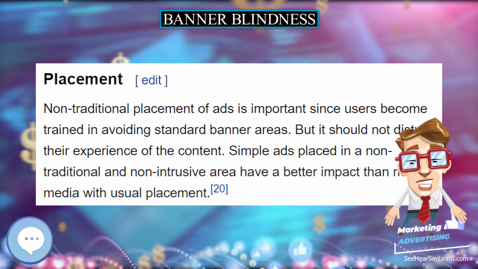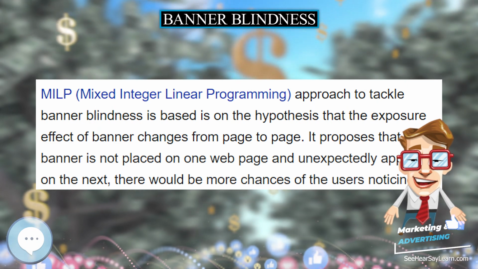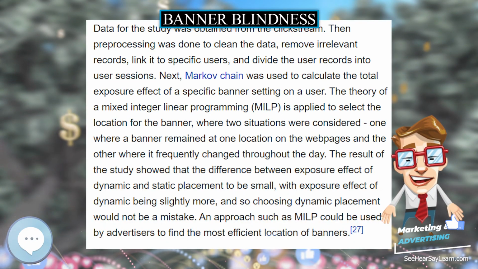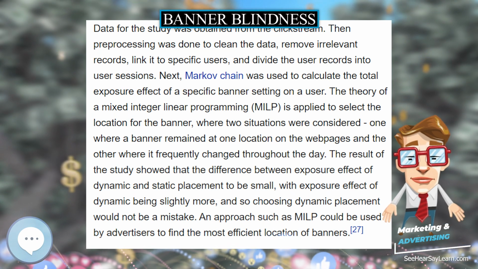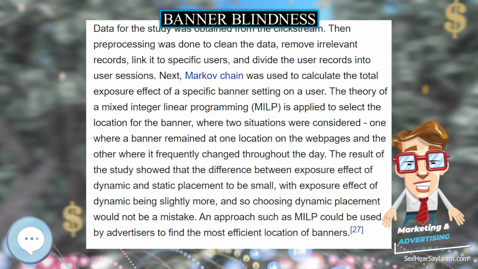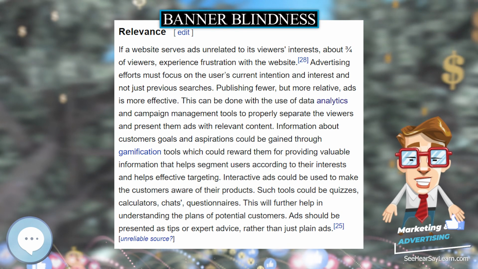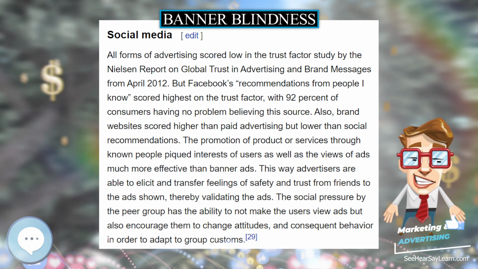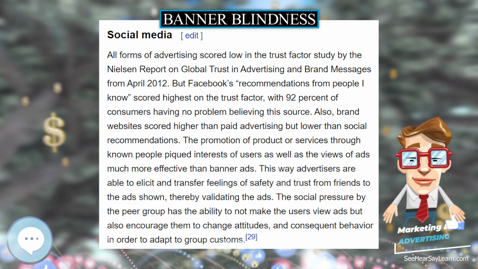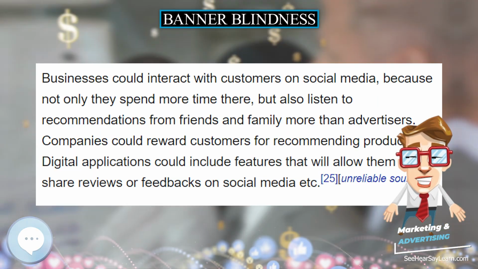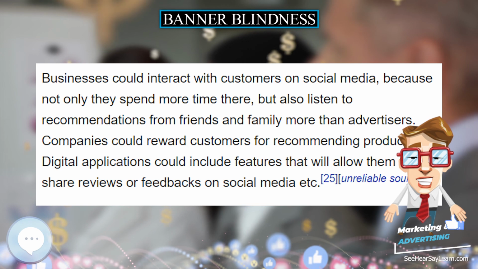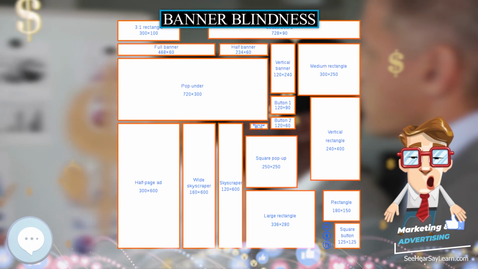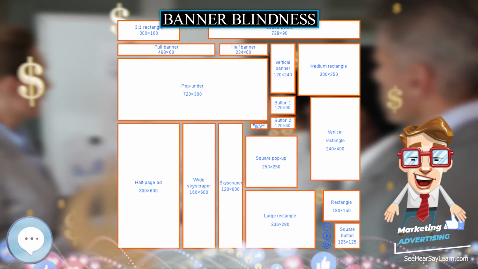This way advertisers are able to elicit and transfer feelings of safety and trust from friends to the ads shown, thereby validating the ads. The social pressure by the peer group has the ability to not only make the users view ads but also encourage them to change attitudes and consequent behavior in order to adapt to group customs. Businesses could interact with customers on social media, because not only do they spend more time there, but they also listen to recommendations from friends and family more than advertisers.